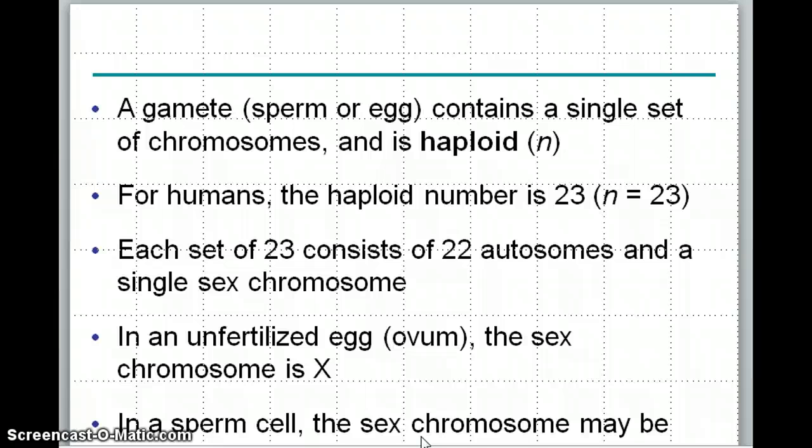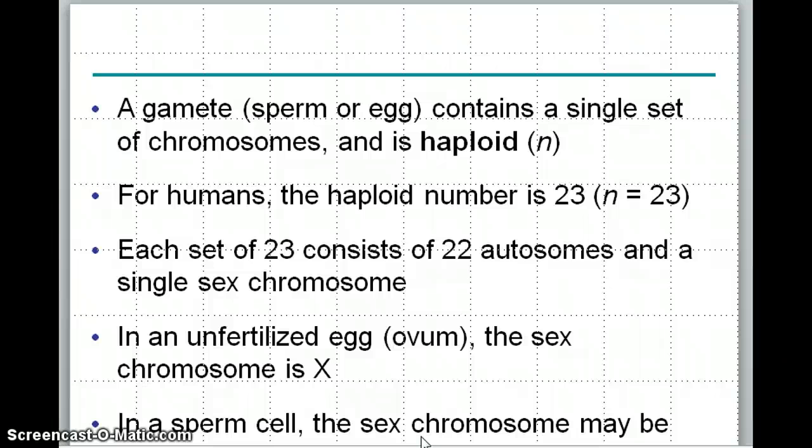Alright, a gamete, your sperm or your egg, containing a single set of chromosomes is considered to be haploid. That's just N. So for humans, our haploid number is 23. Makes sense, right? Because diploid is 2N. So 2 times N, which in our case, N is 23. 2 times 23 is 46. That's your diploid state. If you only have your haploid state, you only have N. It's flat out 23. Each set of 23 consists of 22 autosomes and a single sex chromosome.